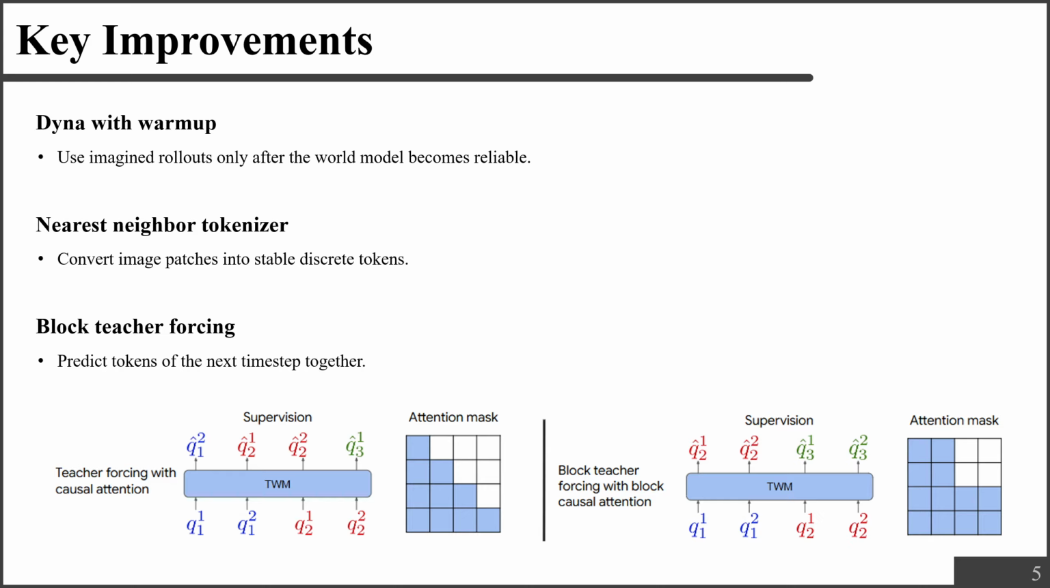The second one is the nearest neighbor tokenizer. It converts image patches into stable discrete tokens, making future prediction easier for the transformer. The third one is block teacher forcing. Instead of predicting future tokens one by one, the model predicts the tokens of the next time step together as a block. This helps the model generate more consistent future states.